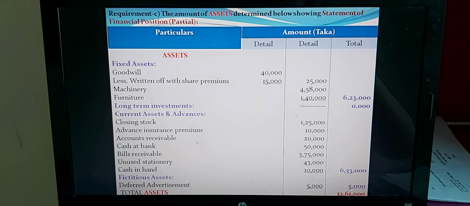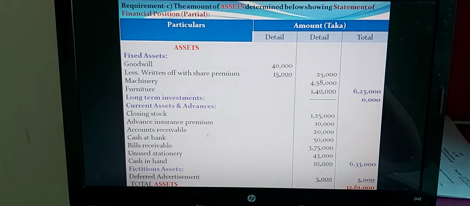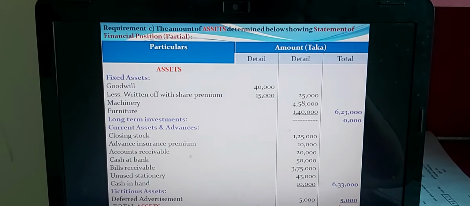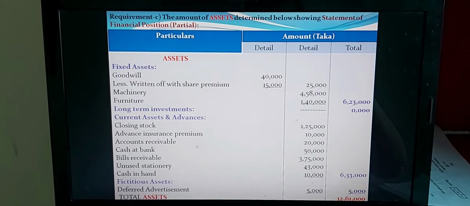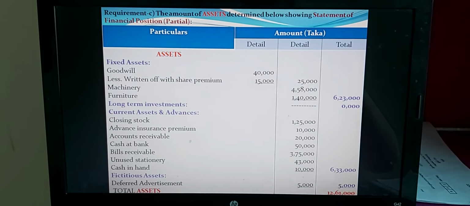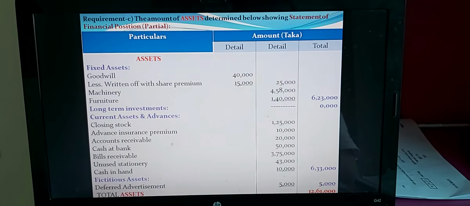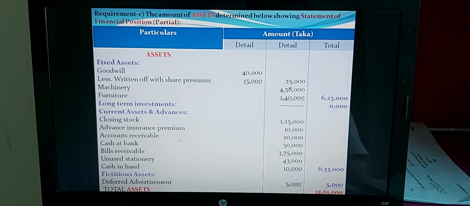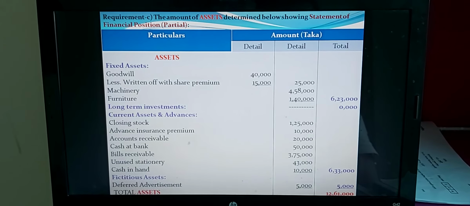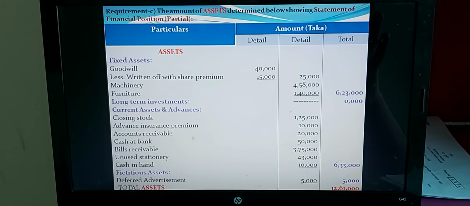Now this is the last step of assets, fictitious asset, that is other asset, its another name, you can remember it. Expenses not yet expired. In this creative question, only one item is available, deferred advertisement in trial balance taka 5,000. So at first you have to write it in middle column and then you can go to the outer column taka 5,000.